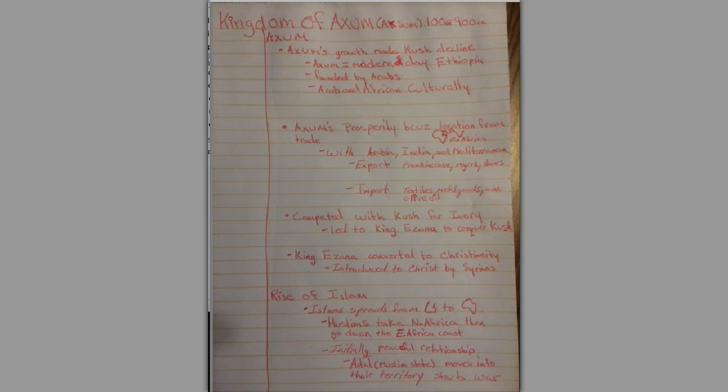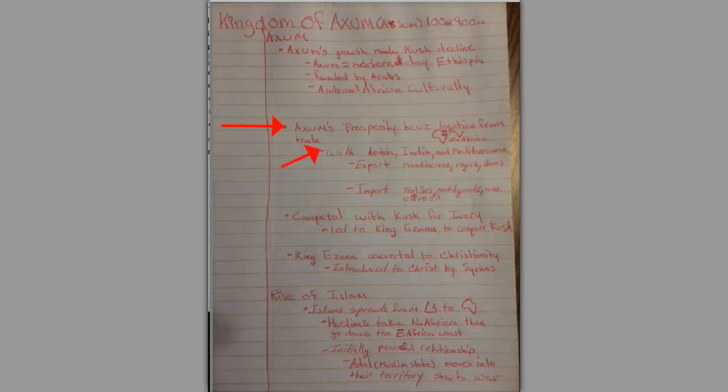Then if I keep going, I have Axum's prosperity is due to their location on the eastern coast of Africa on the Red Sea. The reason why that is so important is because this allows them to have great access to waterways, which allows them to have great trade routes. They can trade with India, the Middle East, and the Mediterranean world, which is Europe and Northern Africa.